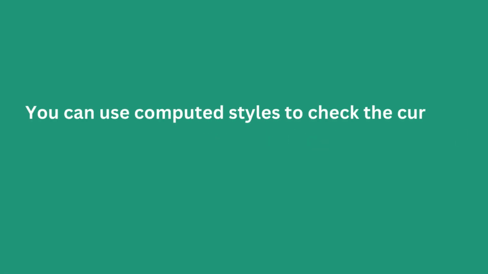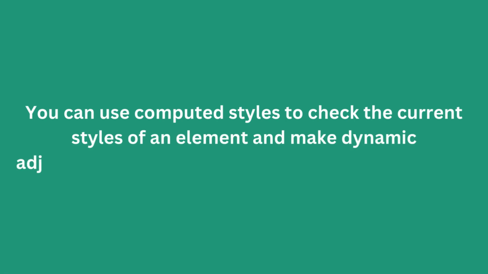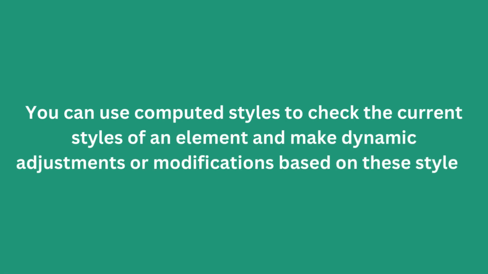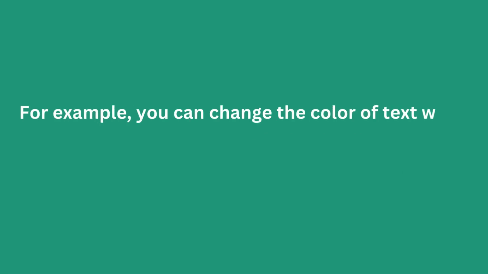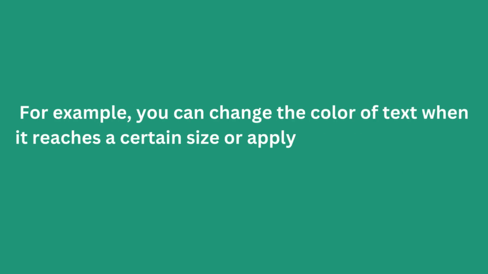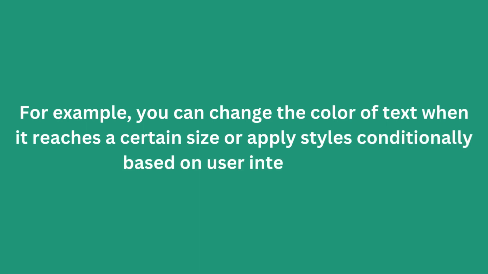2. Dynamic styling. You can use computed styles to check the current styles of an element and make dynamic adjustments or modifications based on these styles. For example, you can change the color of text when it reaches a certain size or apply styles conditionally based on user interactions.